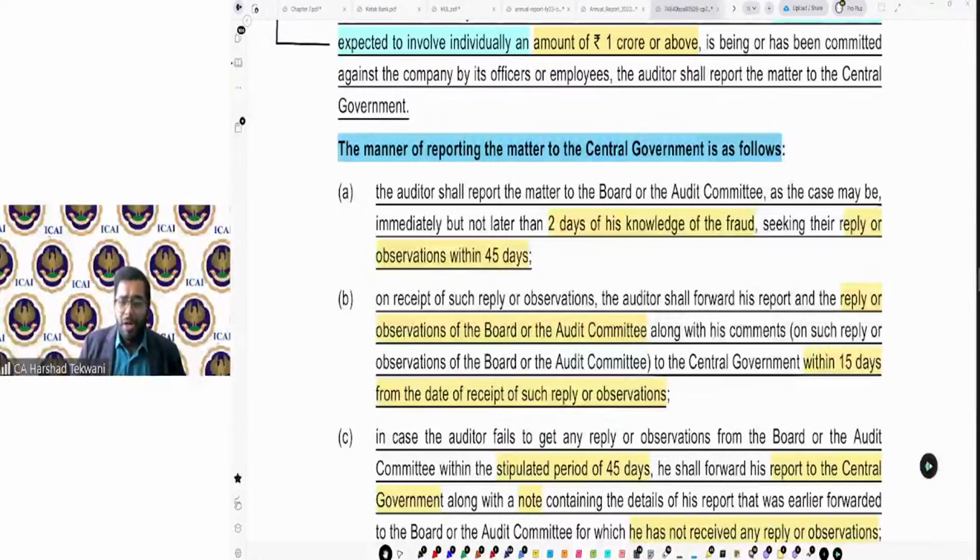Then the central government accordingly takes the action whatever they deem fit, and they might initiate inquiries. We will see in the investigation section when and why, and which are the powers of the central government and registrar to initiate the inquiry into the affairs and matters of the company.